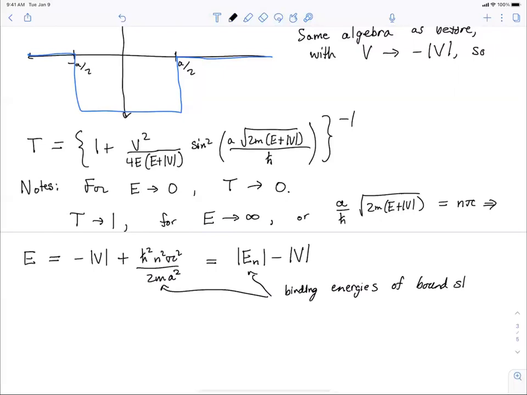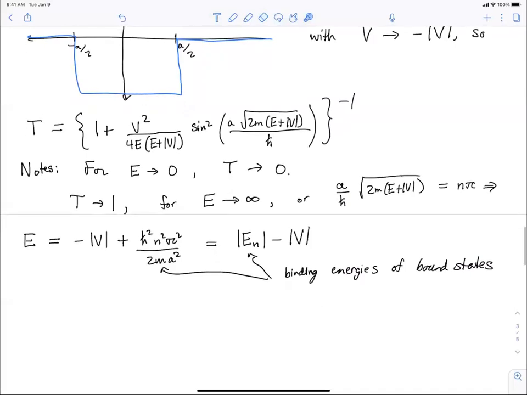How did you calculate that E? How did I calculate the E sub n? Yeah. You get E by solving this equation for E. Oh, okay.